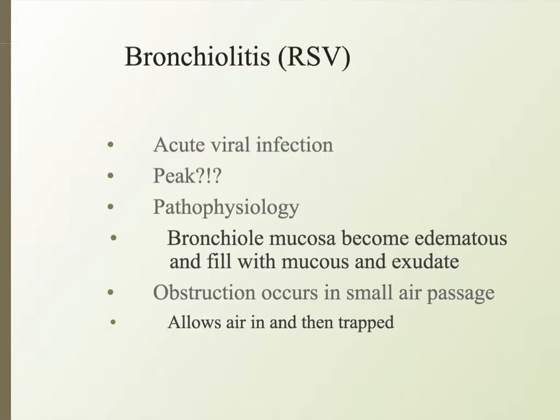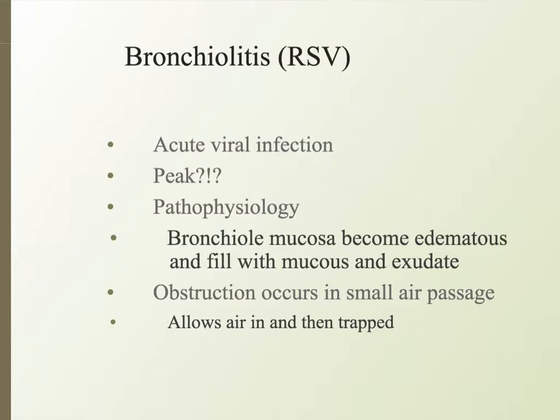Bronchiolitis or RSV. This can be very severe. It's an acute viral infection that affects children under 2 years of age mostly. However, some older kids can have it. It begins in late fall and peaks in the wintertime. It's very easily spread and very contagious.